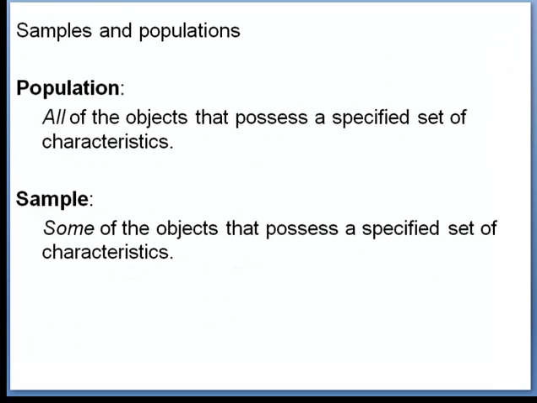And here are, as promised, still more definitions. A population can be defined as all of the objects that possess a specified set of characteristics. On the other hand, a sample is defined as some of the objects that possess a specified set of characteristics.